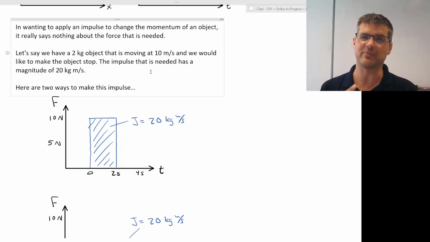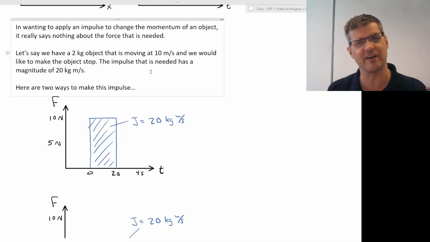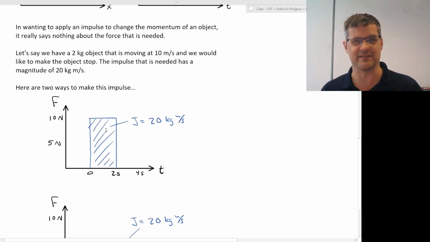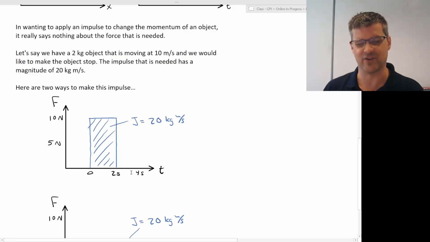But we also have to apply a force over a certain amount of time. And that's more intuitive to us. And so looking at this, if we need to take some momentum out of the system, we need to apply an impulse. We need to apply a force over a time.